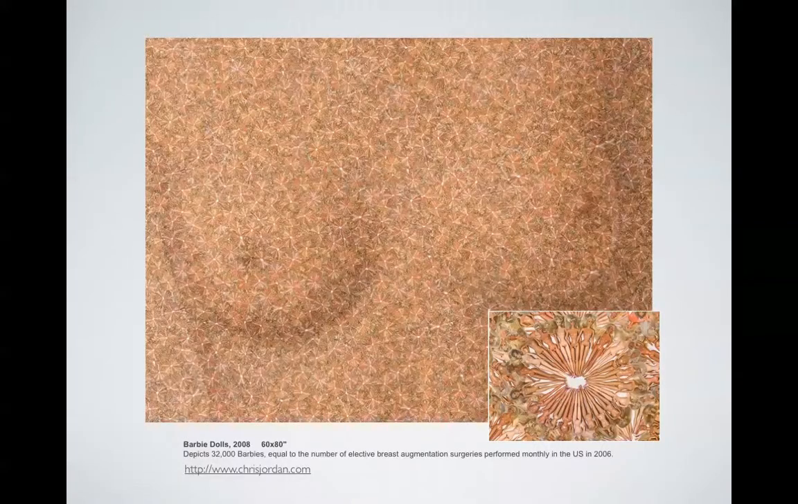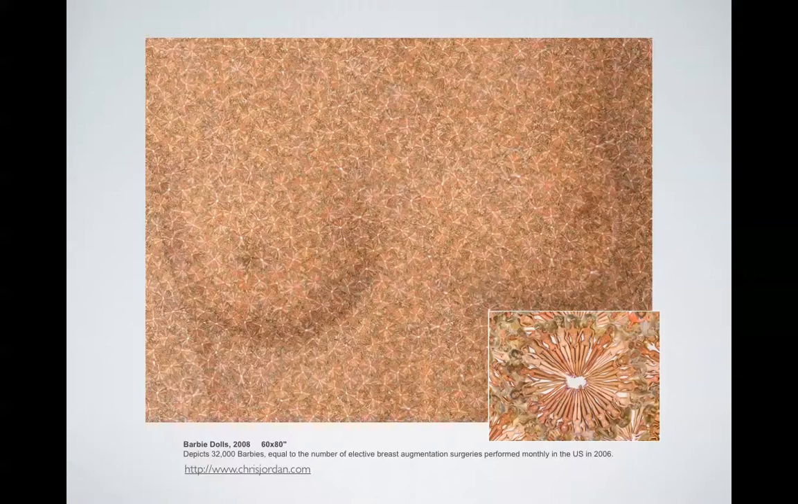For inspiration, I drew a lot from Chris Jordan's work. Again, if you haven't seen his work, I'd strongly suggest you go to his website and check it out. It's chrisjordan.com. This is an example of the work that he's doing, and I think it's a good example of combining two of the topics I've talked about, which is data visualization and editorial illustration.